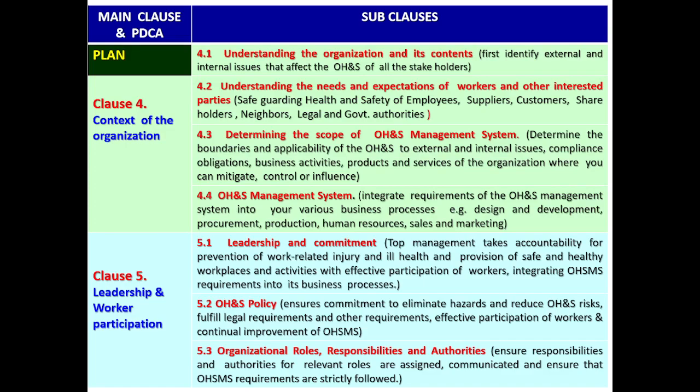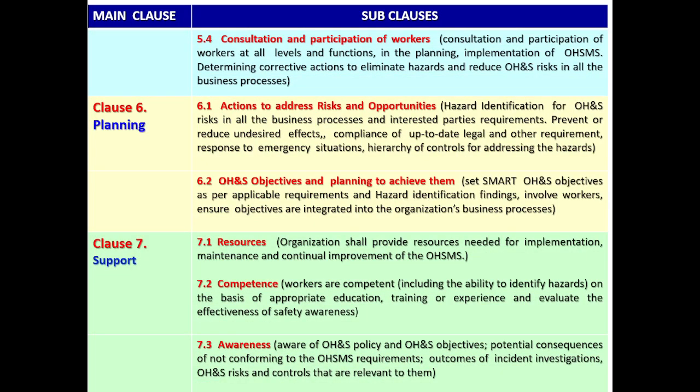5.3 is organizational roles, responsibilities and authorities. Organizations should ensure responsibilities and authorities for relevant roles are well assigned, communicated in the organization, and that occupational safety management system requirements are strictly followed. 5.4 Consultation and participation of workers. Organizations should ensure consultation and participation of workers at all levels and functions in the planning and implementation of the occupational health and safety management system, also determining corrective actions to eliminate hazards and reduce occupational safety risk in all their business processes.